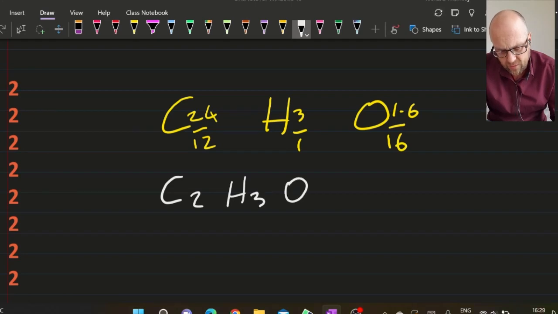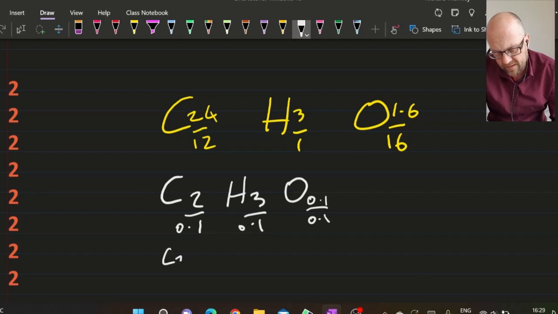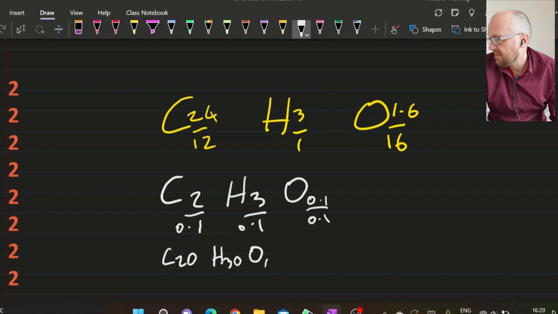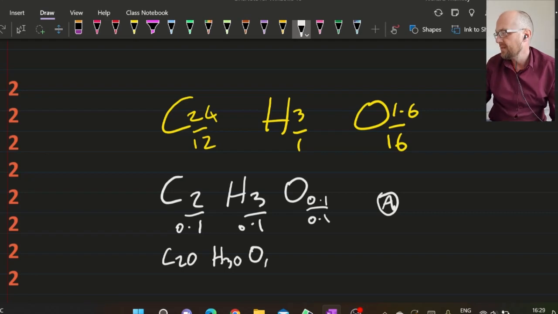C2H3O, 0.1. That smells wrong. Let's carry on. Divide everything by the smallest. And that gives me C20, H30, O1. Okay. Yeah, that's right. That's A. So 2 is A. That's weird.